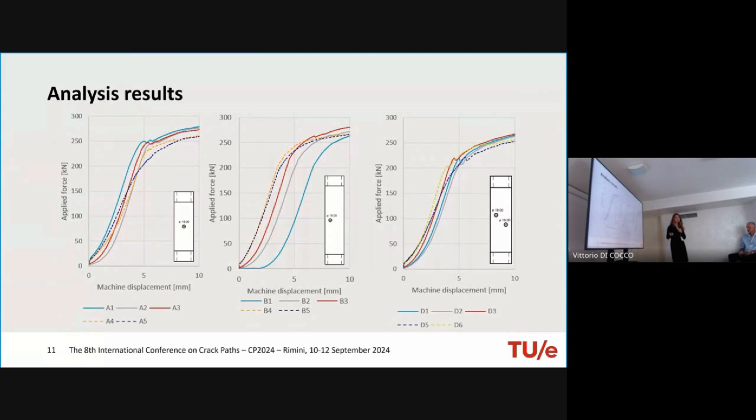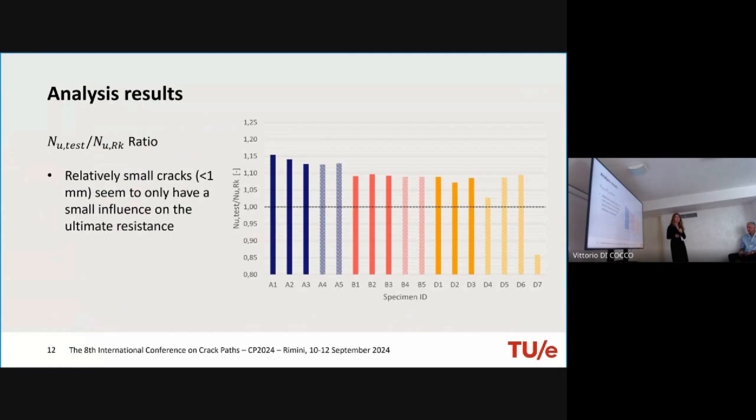Yeah, so for the ratio of the experimental test results over the calculated results, we plotted them in a histogram on this graph, with the solid ones being the uncracked specimens and the dotted ones the cracked specimens. You can see that relatively small cracks of below 1 millimeter do not seem to have an influence on the ultimate resistance, or just a very small one.